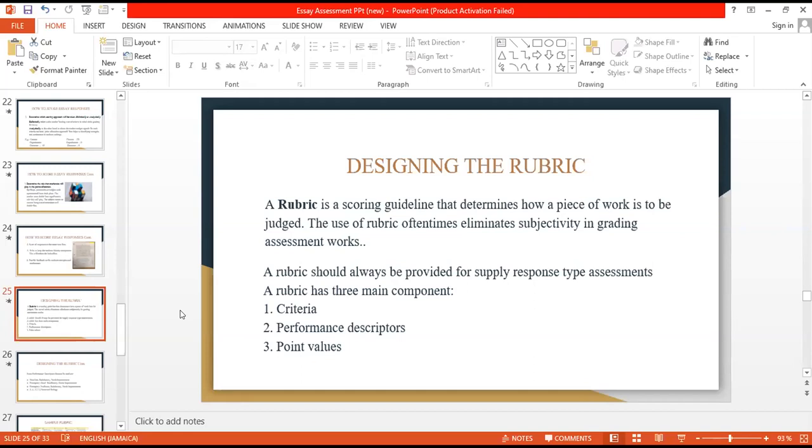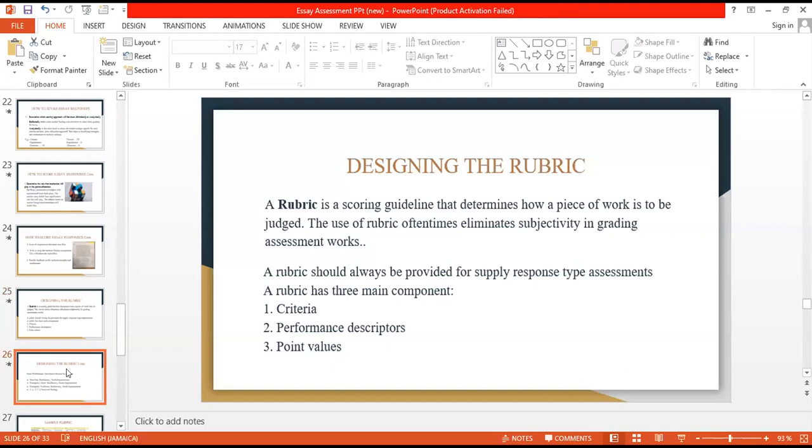A rubric should always be provided for supply response. So anytime we give constructed response items, we must always provide a rubric to the students so that they can know what to focus on, so that they can target their responses well. A rubric has three main components. What are they? Number one, criteria. Number two, performance descriptors. And number three, point values.